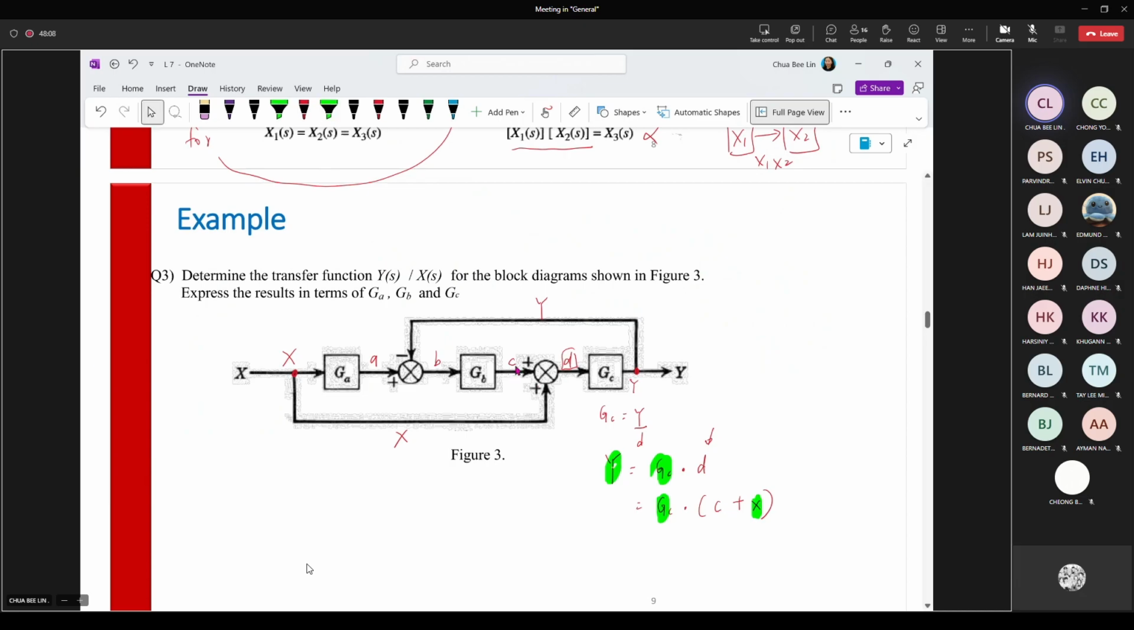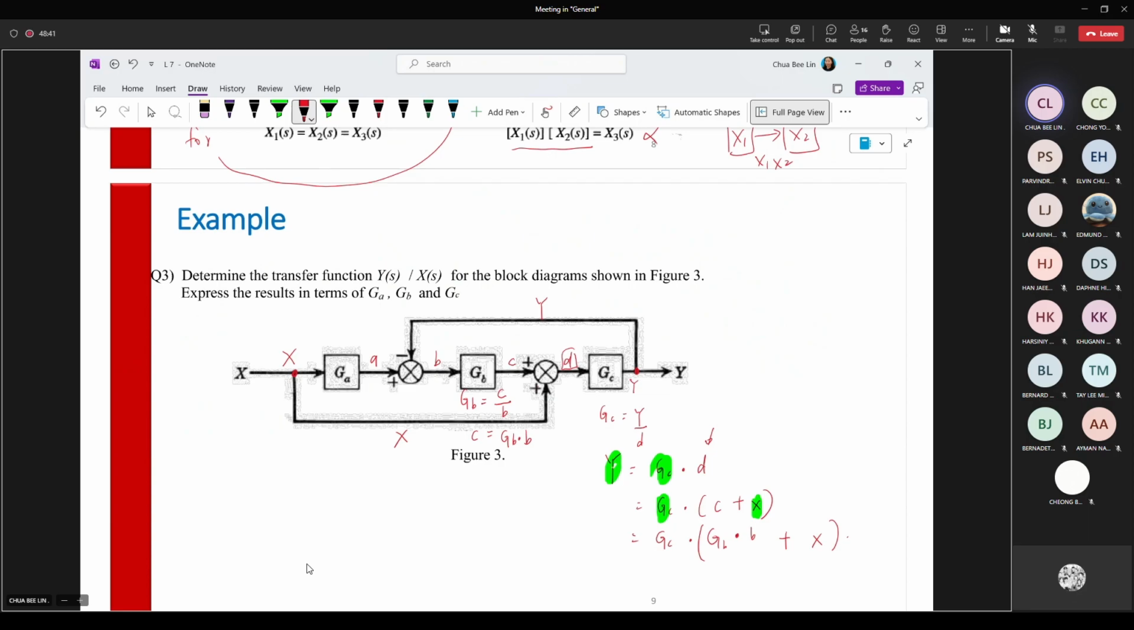So what is your C? You start from the back, you go from the back to the front. So what is your C here? You can use the transfer function block GB, equivalent to output over the input, so C over the B. Then you rearrange, you will get C equals GB times B. So GC multiplied with GB multiplied with the B to replace the C, then plus the X, don't touch.